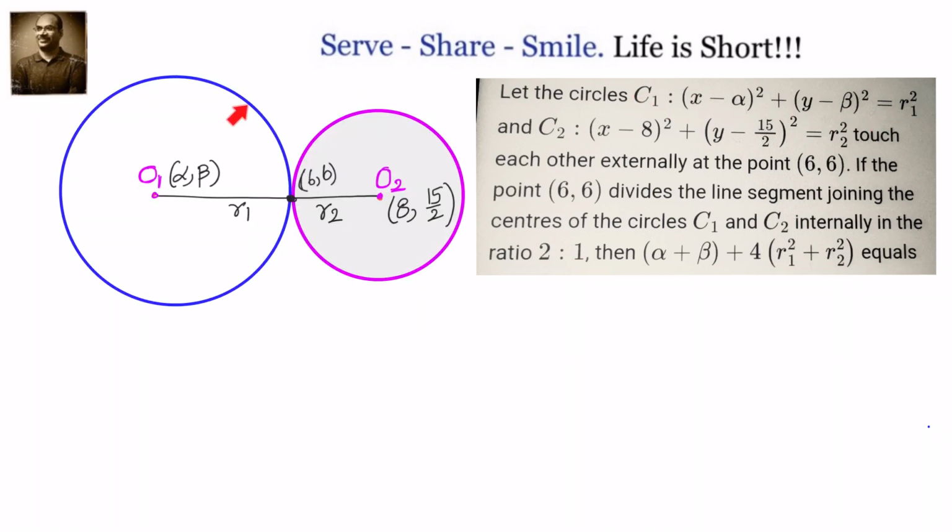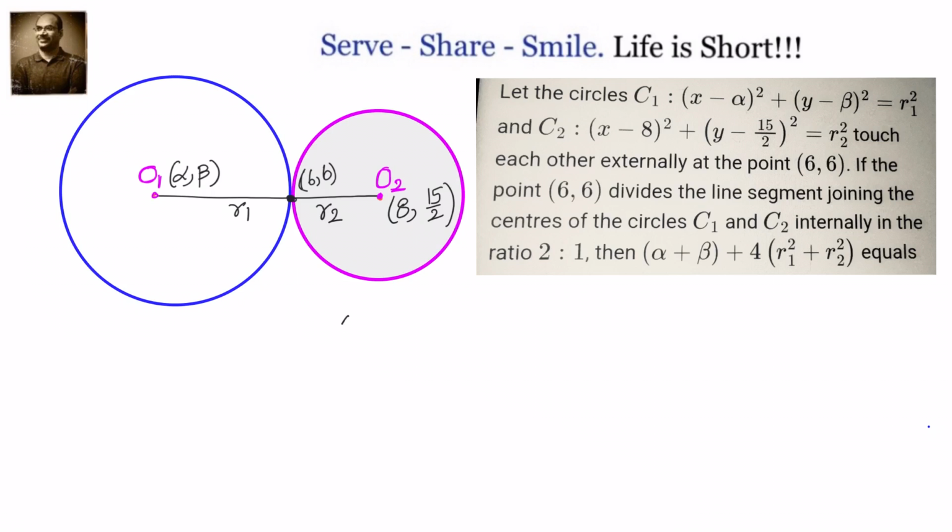So what is the first circle? The first circle is with center (alpha, beta) and the radius is r1. The second circle is with center (8, 15/2) and the radius is r2. We have been given that they're touching each other externally at point (6, 6), and (6, 6) divides the line segment O1 O2 in the ratio r1 to r2, which is 2:1. So we know r1 is to r2 equals 2:1.